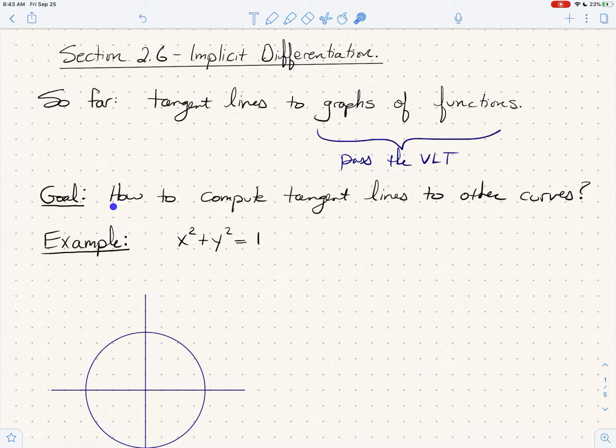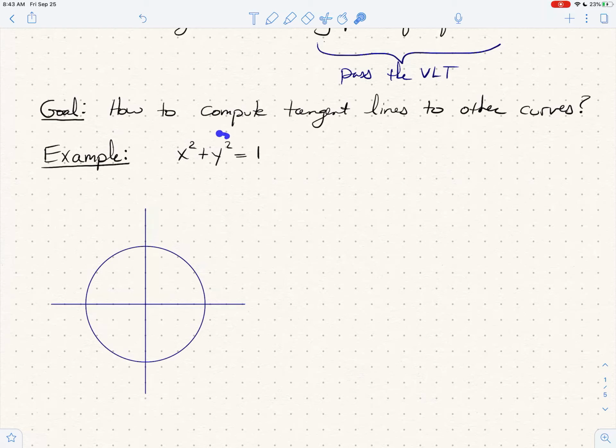And so our goal today is to learn how to compute tangent lines to other curves. And when I say other curves, I mean non-functions, things that don't pass the vertical line test. And so this technique is going to be called implicit differentiation. So I'm not going to try to answer all the questions that might pop up. I do want to give you a sense of what we're doing, and I'm going to show you how to do it. There is some question of why this works, and I'm not going to cover all of that here in these videos. So let's look at the classic example, x squared plus y squared equals 1.